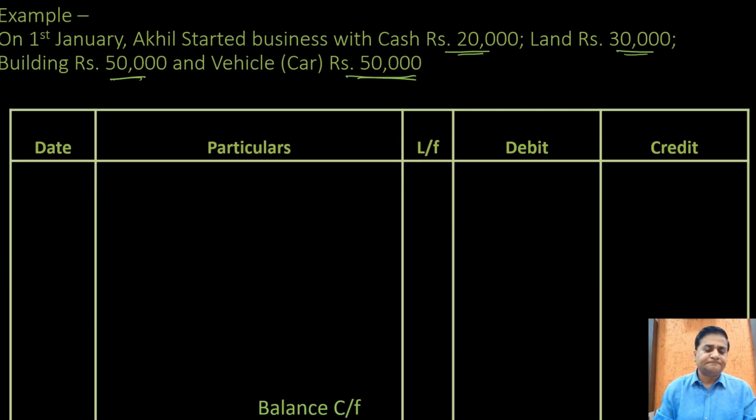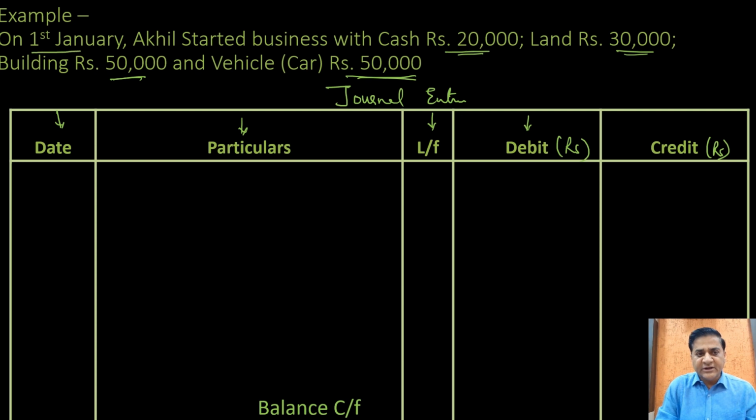So let's see how. This would be my format for the journal entries. I have a column called date, a column called particulars, this one stands for the ledger folio or the page number of the ledger wherein this transaction would be transferred. This would be the debit amount in terms of rupees, and this would be the credit amount in terms of rupees.